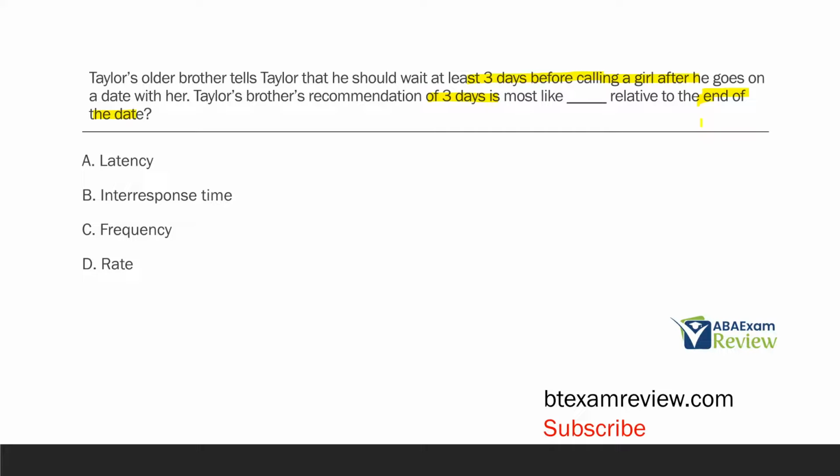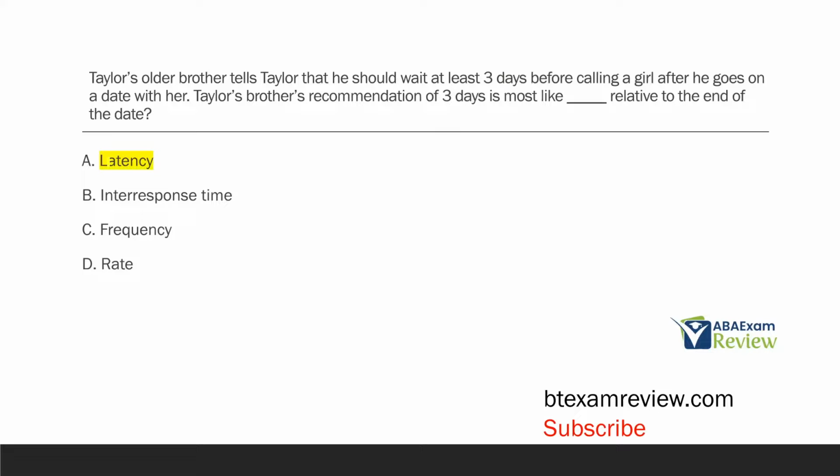You've got to be very precise here. This is not the easiest measurement question. You've got to read all the information they give you and really understand what they're asking. Same thing with rate. We're not looking for frequency over time here. We're not looking for rate. What we're looking for is our latency. The date ends, 3 days pass, first call happens. Time between the SD, end of the date, to the response to the call, 3 days.